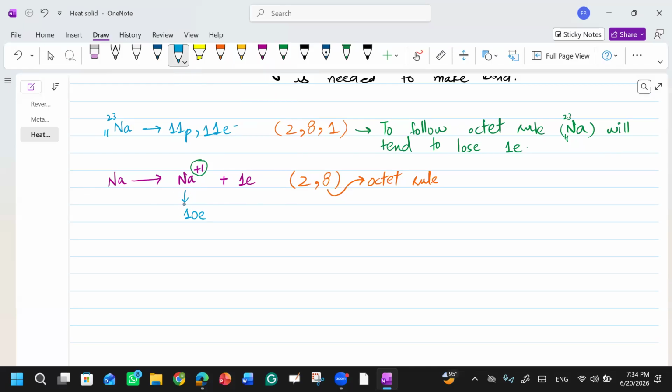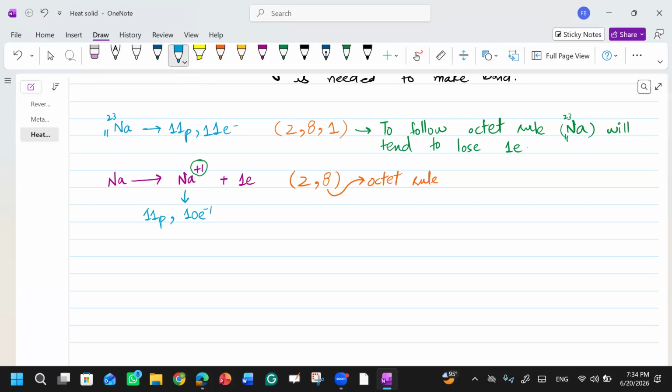Protons, if it's like, it will be 10? No, why will protons be 10? Does it lose any proton? No, so it will be 11. Protons are 11, the same. It lost the electrons. Why is there a +1 charge? That one proton is extra.